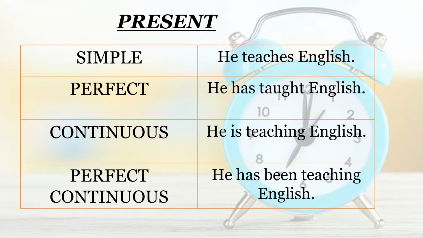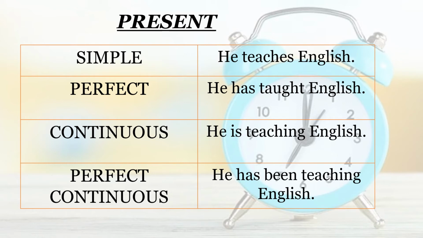Let's learn how the categories of present tense that we learned in the previous slides are formed. Simple present is formed with the subject first and then the main form of the verb. He teaches English. Then present perfect: he has taught English. He is the subject, then the helping verb will be has or have according to the subject, and then the third form of the verb. He has taught English. He is the singular subject, so we used has here.